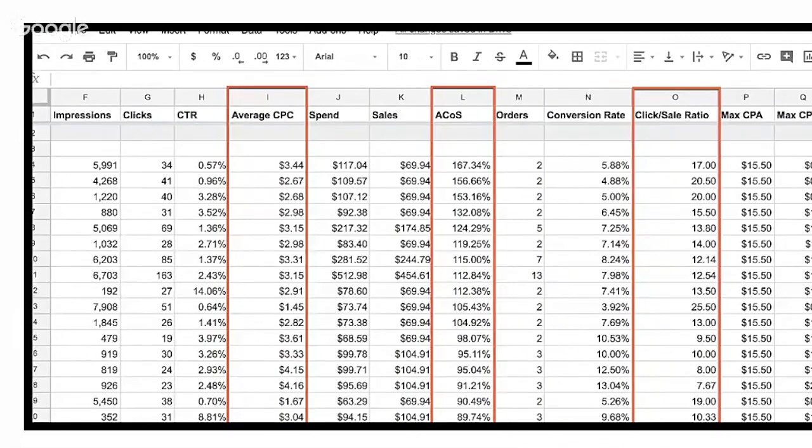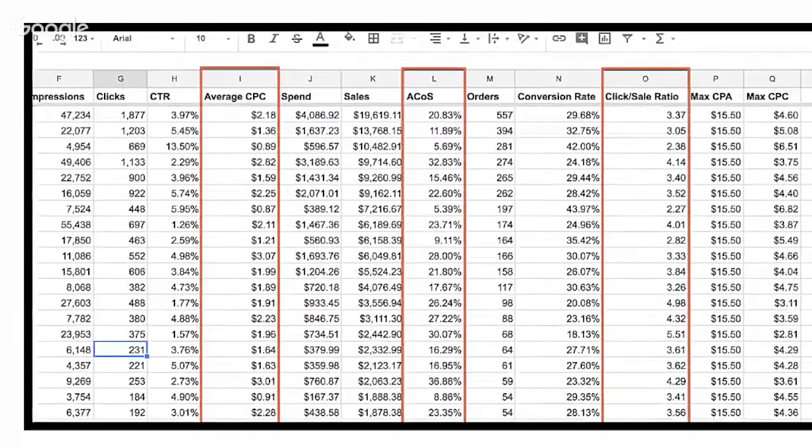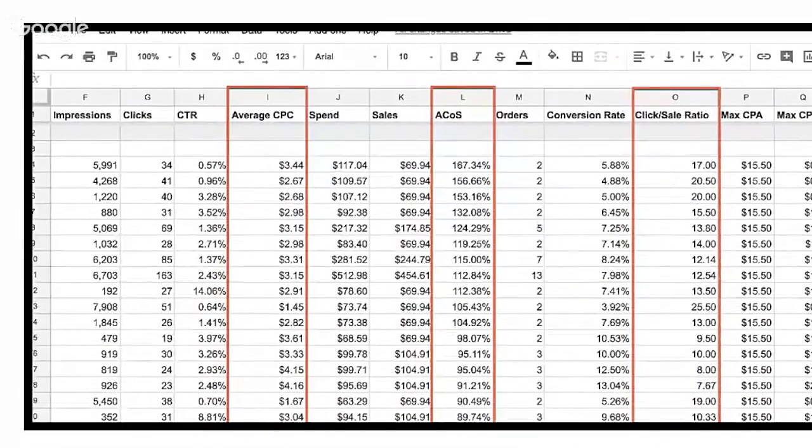Look at those average CPCs. The ones that are driving sales profitably, I'm getting $2, $1, 89 cents. The ones that I'm not, $3, $2, $3, $3. There's only one thing making those CPCs go up. Really not valuable keywords, possibly inflated by competitors, but most likely I'm just not relevant on them. It's a relevancy issue. There's something in my targeting not bringing in the sales.